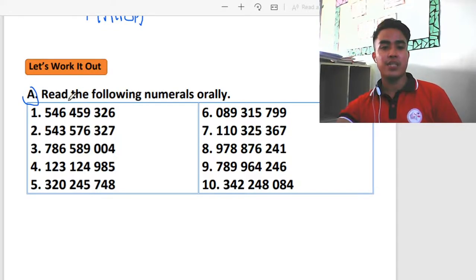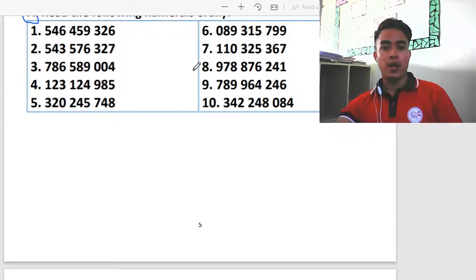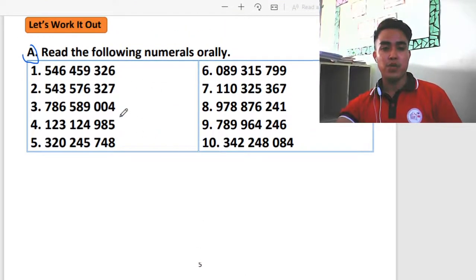Now, let's work it out. Activity A. Let's read the following numerals orally. Okay. So, we have here the following numbers, 1 up to 10. How do you read this one? Okay, that's correct. It's 546,459,326.